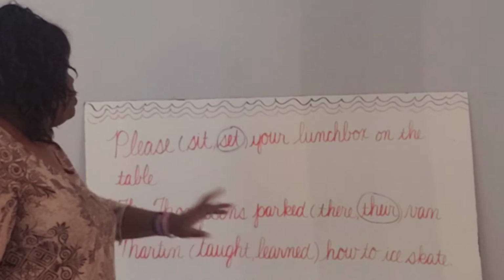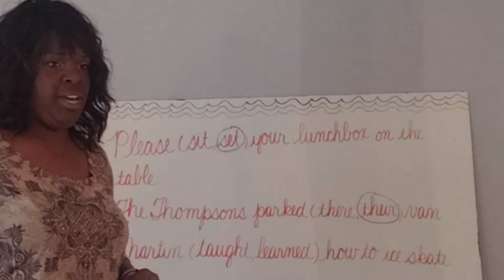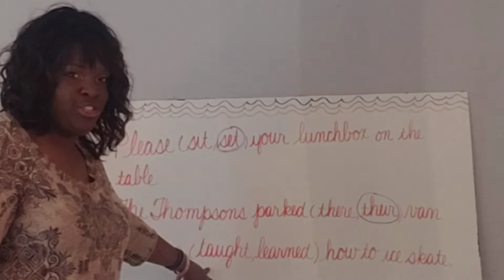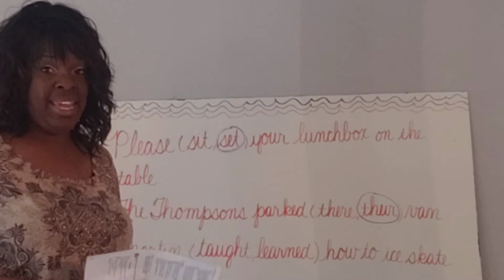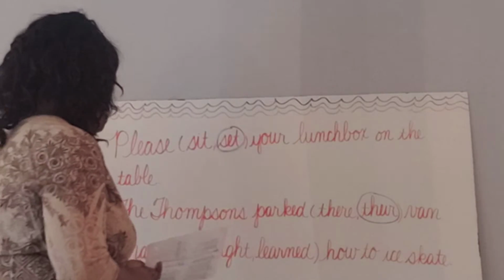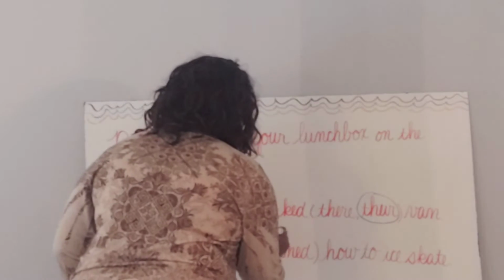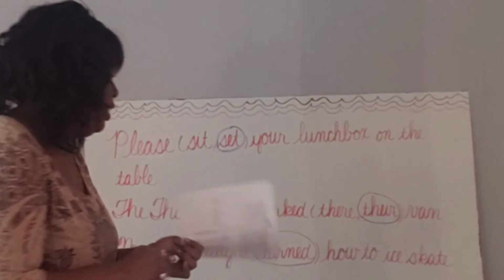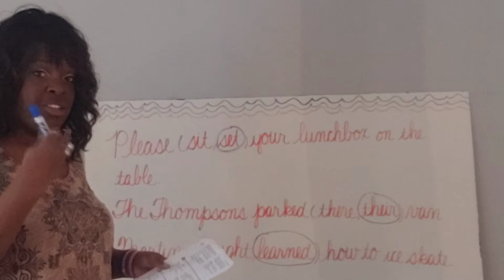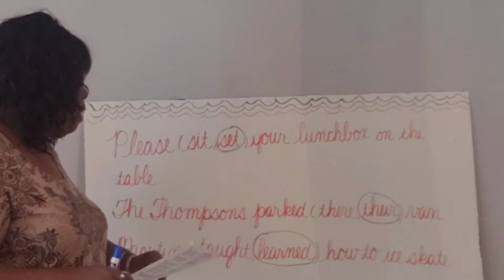Martin taught or learned how to ice skate. Okay. Because we can't say he teached. Teached is not a word. Taught or learned how to ice skate. He learned how to ice skate. Very good. He got knowledge. He didn't give knowledge how to ice skate. He got the knowledge how to ice skate because he didn't know how before.